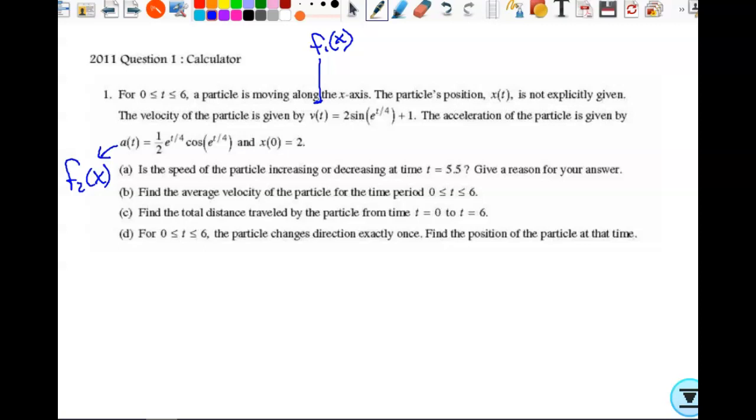We're going to do A. And A says, is the speed of the particle increasing or decreasing at time t equals 5.5? How do we figure out what we need to know if we're trying to figure out if the speed is increasing or decreasing? The signs of what? Of acceleration and velocity. So I need the velocity of 5.5, and I need the acceleration of 5.5.